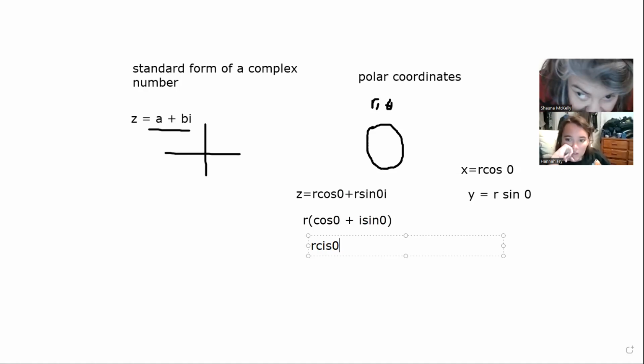Now, when you're in polar coordinates, just like when we had rules for adding, subtracting, multiplying, and dividing in rectangular, and you learned those rules, right?